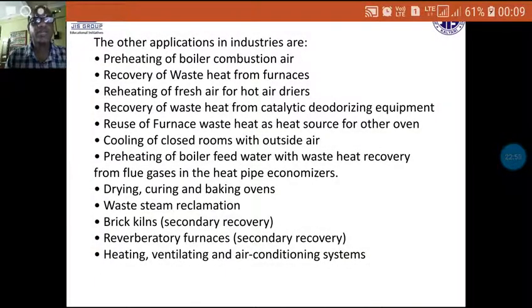So these are the other industrial applications of heat pipes, as we have just discussed: preheating of boiler combustion air, recovery of waste heat from furnaces, reheating of fresh air for hot air dryers. These are all industrial applications. Drying, curing and baking ovens, waste heat reclamation, reverberatory furnace, that is the secondary recovery, and heating, ventilation and air conditioning systems, as we have discussed.